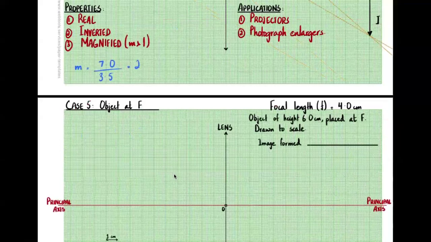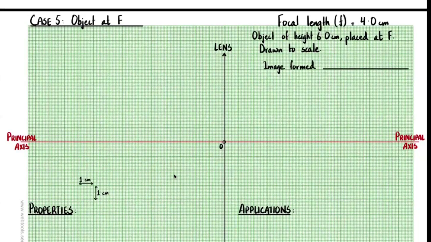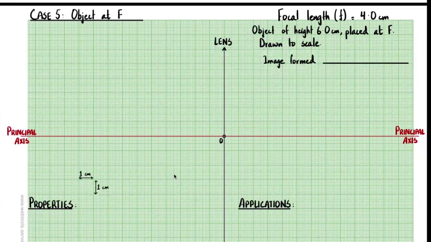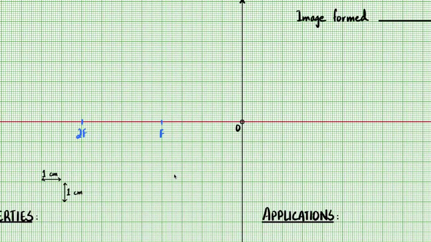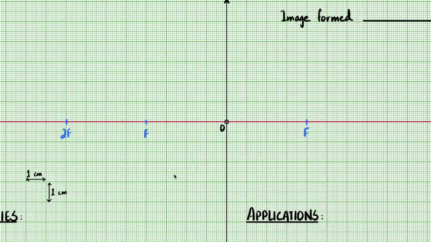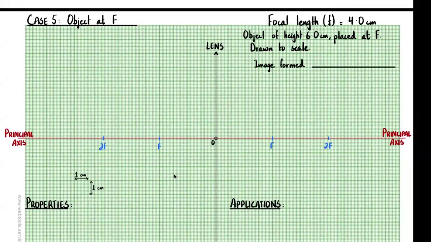Case 5. Object at F. So the object at F, focal length is given. The scale is very straightforward, again drawn to scale. So again we'll just need to mark those. So 1 2 3 4 F, 1 2 3 4 2F. Then on the other side 1 2 3 4 F, 1 2 3 4. This is 2F. So an object of height 6 centimeters is placed at F. So 6 centimeters. So 1 2 3 4 5 6.